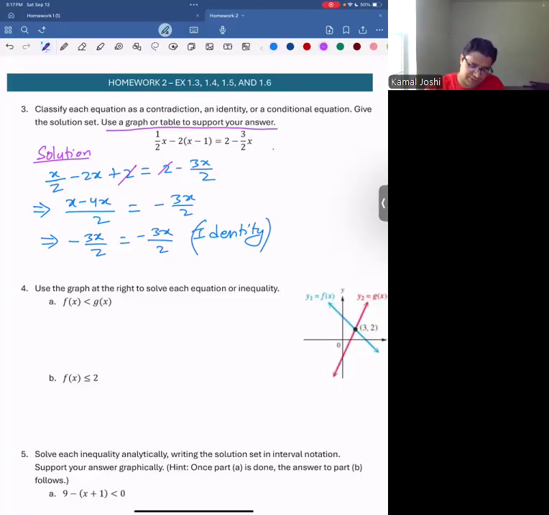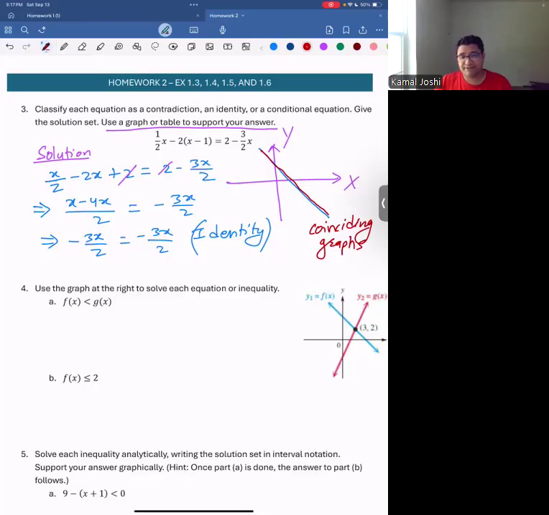Your graph would look like this. If you were to sketch this in a graph, your graph would look like 2 minus 3 half x, let's say, is this line. And the right hand side also will overlap, basically, coinciding graphs. That is when it is an identity. It is true for all values of x, so the graphs themselves will coincide.